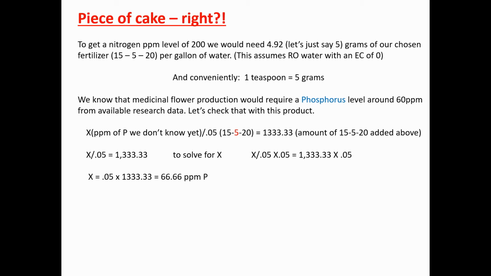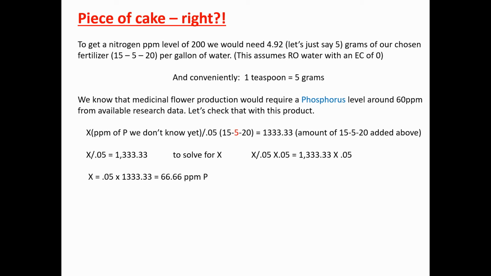So we do simple algebra and multiply both sides by 0.05, so we just have X on the left to solve for. So now we have X equals 0.05 times 1,333.33 milligrams, and that gives us 66.66 parts per million of phosphorus.